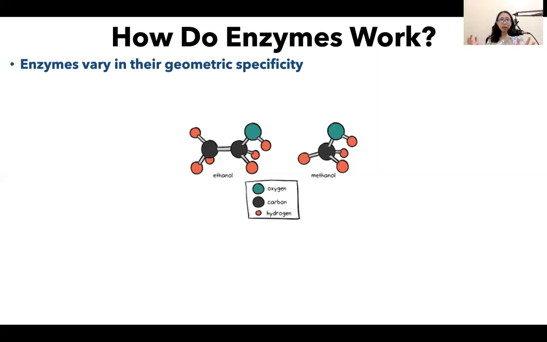Now, other enzymes have a wider spectrum of substrates. The example would be your digestive enzymes, like your pepsin, trypsin, and so on. They can act on almost anything that they encounter in our stomach fluid.